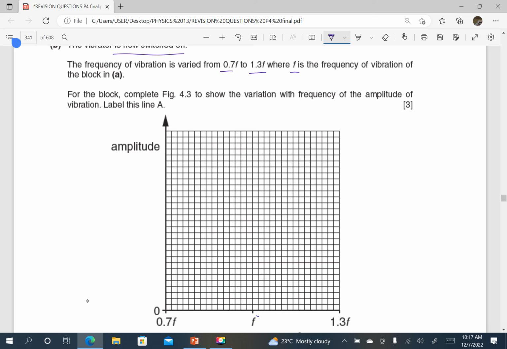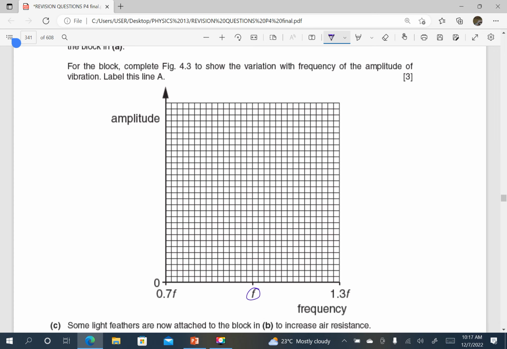So if F was the natural frequency and the frequency of the vibrator is varying from 0.7 to 1.3, it means when the frequency of the vibrator reaches F, it will be equal to the natural frequency of vibration. What happens? Resonance occurs. The system vibrates with maximum amplitude. So it means we shall have maximum amplitude at F.